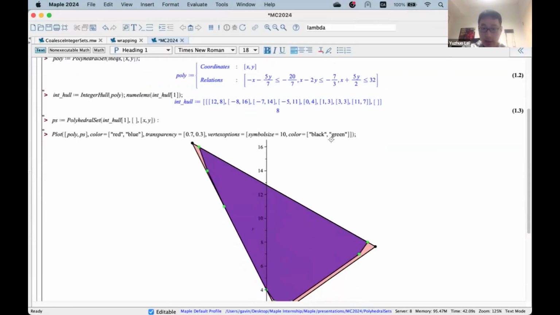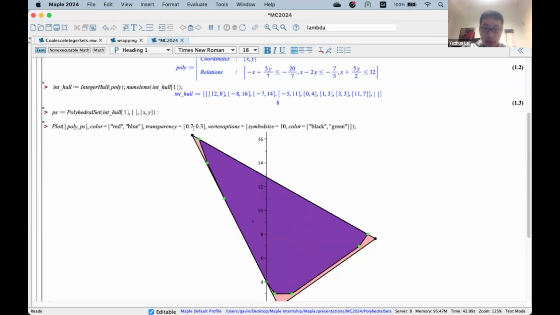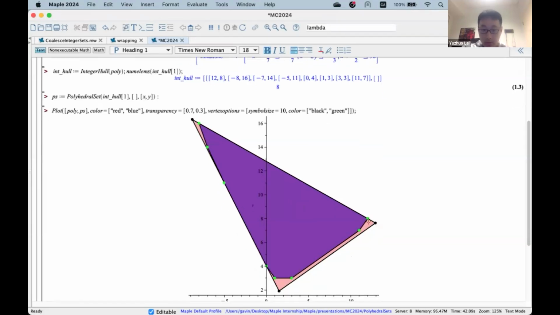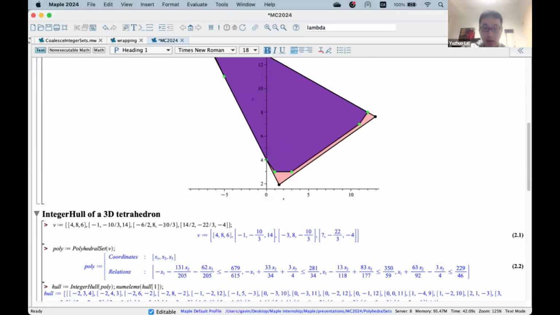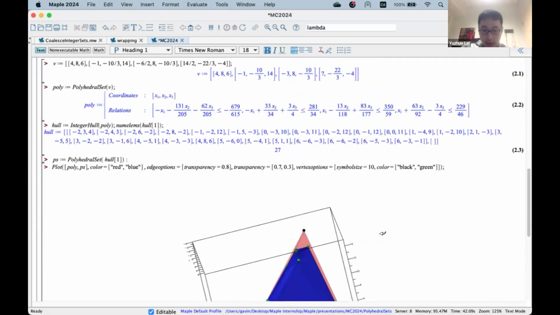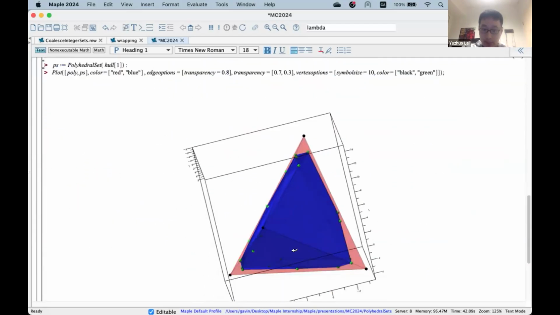As you can see here, if we are given the triangle in 2D, the purple region is the integer hull that we compute using the command IntegerHull. And also in 3D, if we're given a tetrahedron, that is the pink tetrahedron, the blue region is its integer hull.